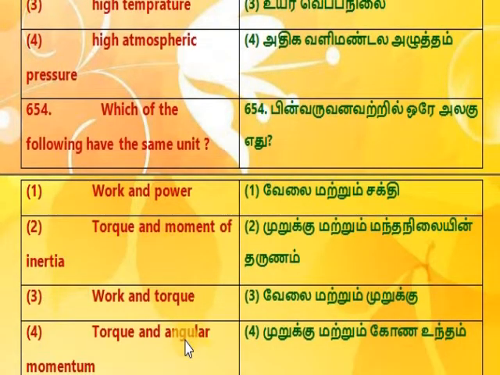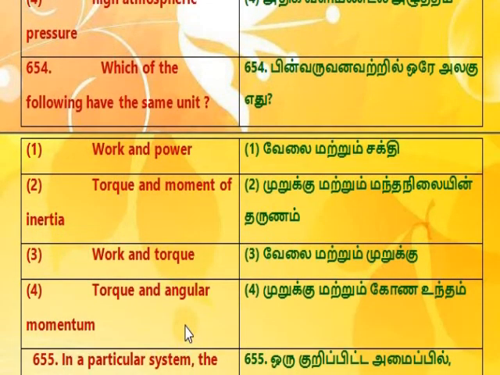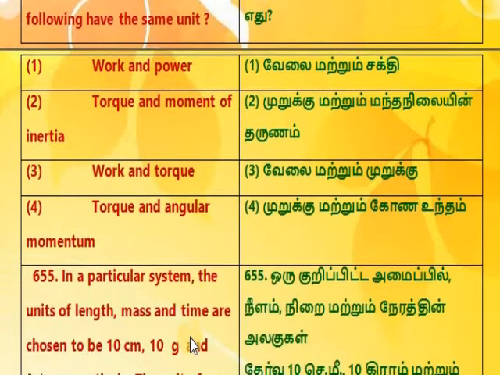654. Which of the following have the same unit? 1. Work and power, 2. Torque and moment of inertia, 3. Work and torque, 4. Torque and angular momentum.